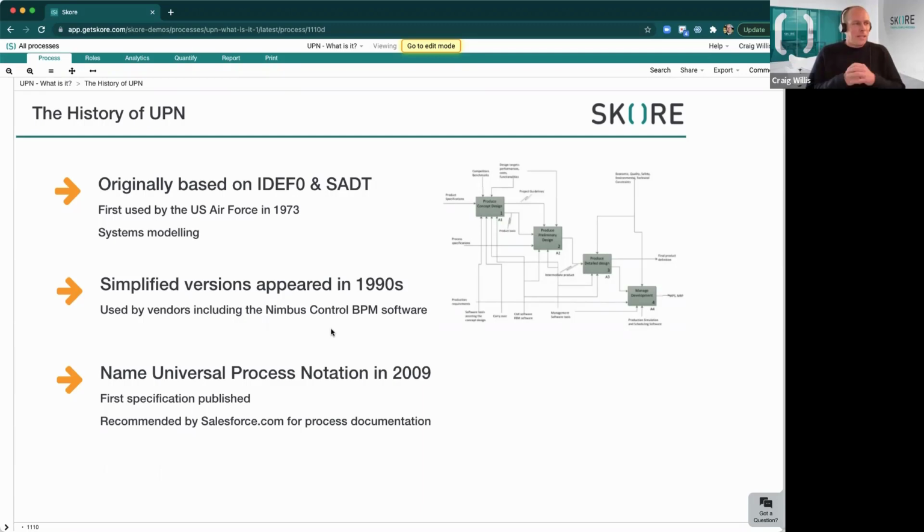And so, as I say, in the late 2000s, we first started to look at, okay, how do we more formalize this approach?